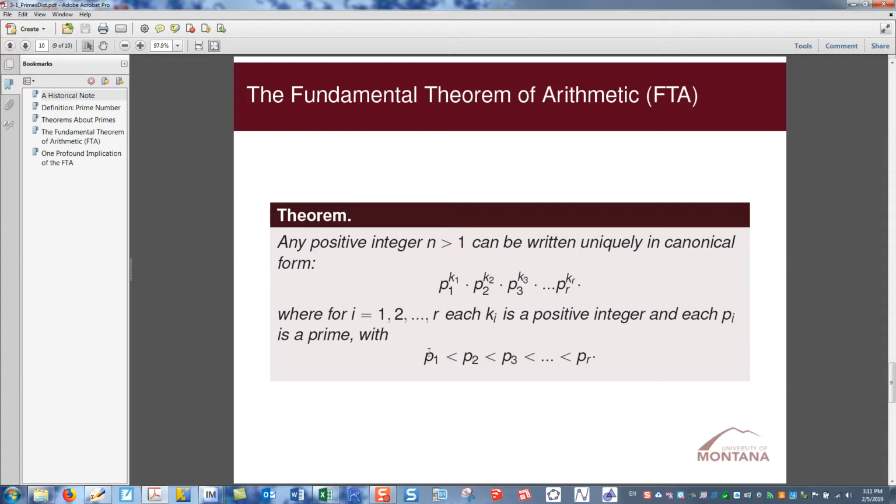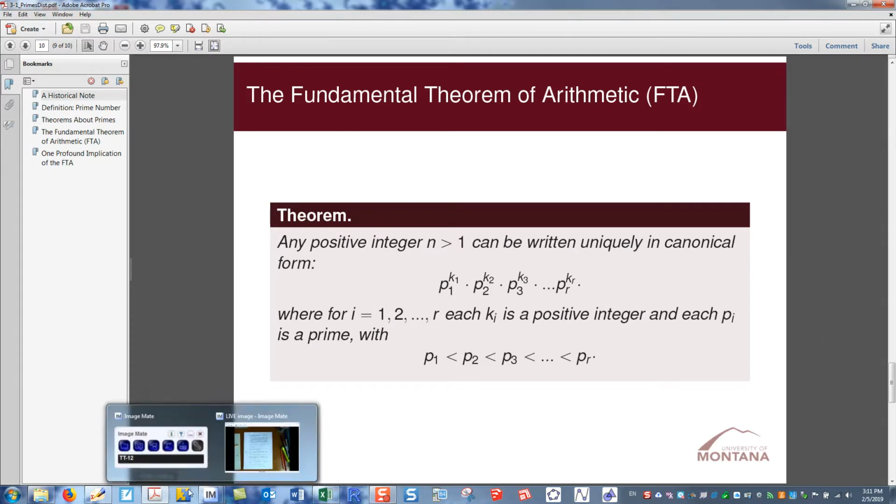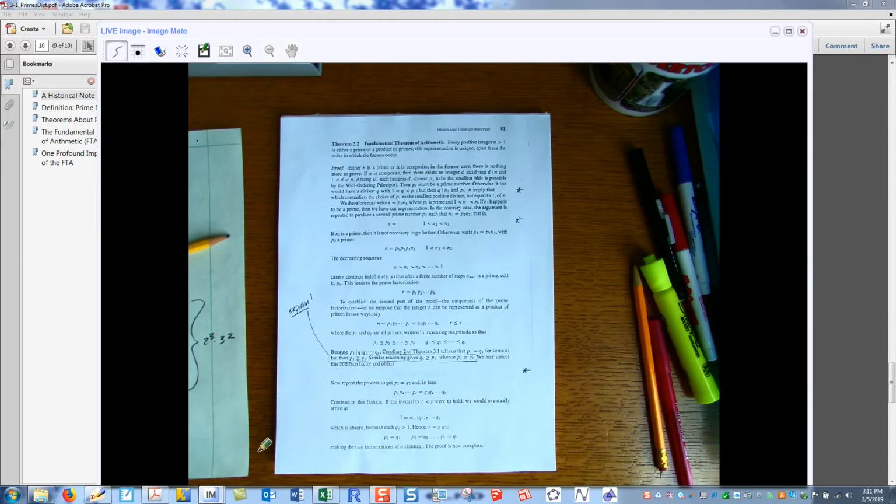One thing that you should be aware of is that you can write any positive integer n uniquely in canonical form. So it's p1 to the k1, p2 to the k2, p3 to the k3, up to pr to the kr, where for i from 1 to r, each ki is a positive integer and each pi is a prime, and each of those primes is strictly less than the prime that succeeds it. So this basically resolves the problem of uniqueness with primes and prime decompositions.